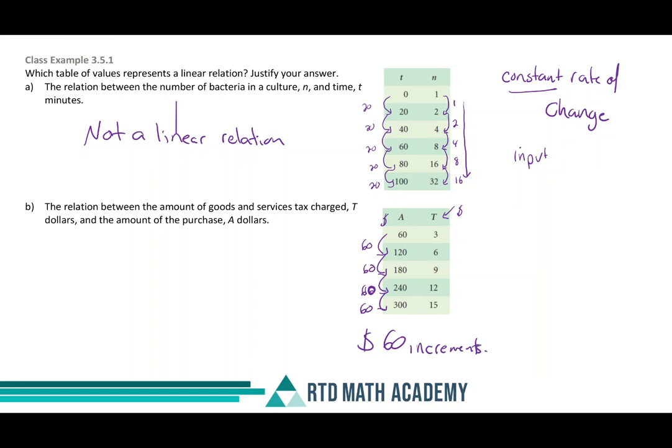Does the actual tax amount increase by the same amount for each $60? So if it was $3 for 60, then it went to $6, that's an increase by 3. Then it went to $9, that's another increase by 3. And then it went to 12 and so on to 15. I can see that I have a consistent rate of change for both the input and the output, which means that this will form a linear relation between the amount of goods and service tax charged and the actual purchase amount.